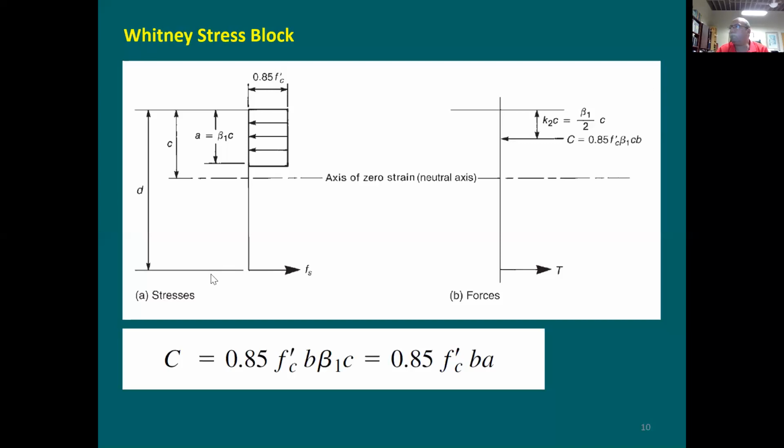Let's look at the equation at the bottom. As you see, the equation says the compression force C equals exactly the same, 0.85 f'c, the stress value, times b, the width of the beam, perpendicular to the screen, times beta 1 times c. What's beta 1 times c? It means the depth. Or we can say 0.85 f'c times b times a. So I can take beta 1 c and replace it with a. This is the simplification that I'd like to see in my analysis. Otherwise, the analysis is going to be a hell of a job. It's going to be real tough.